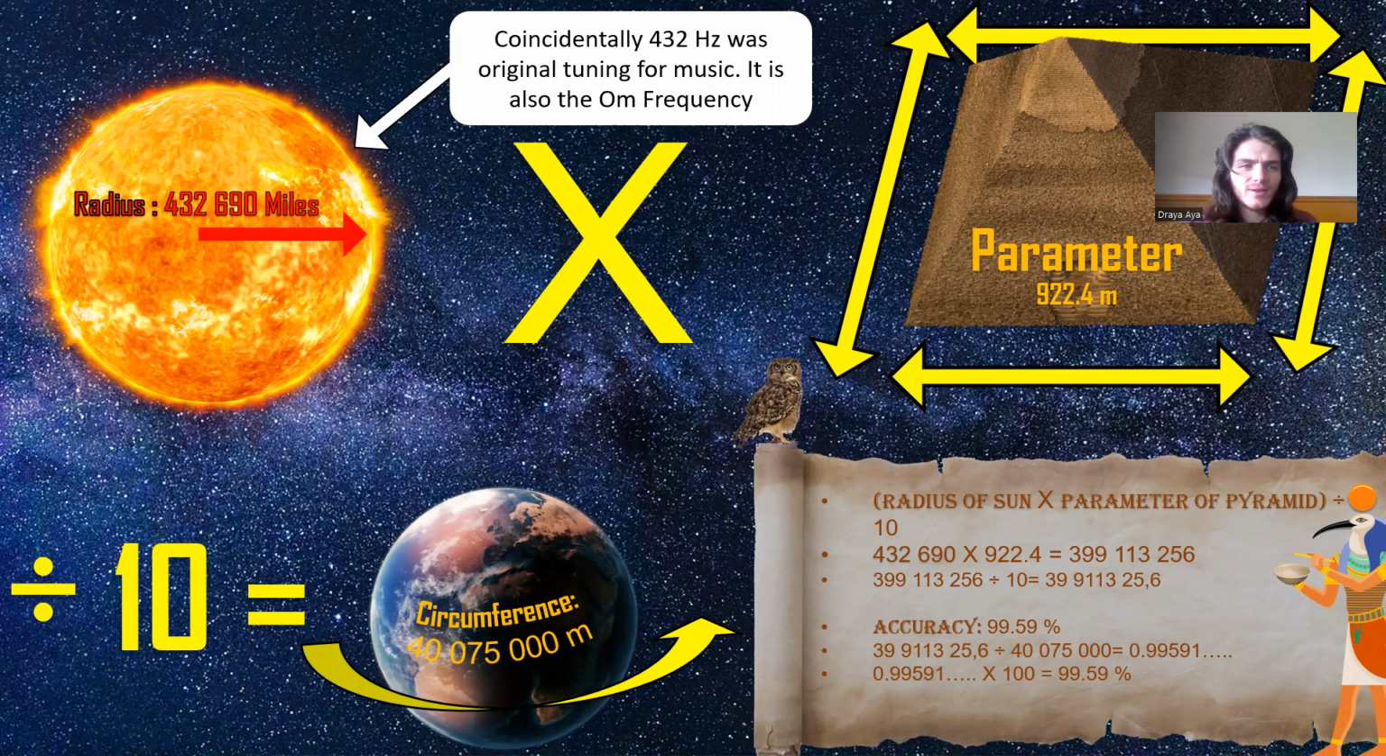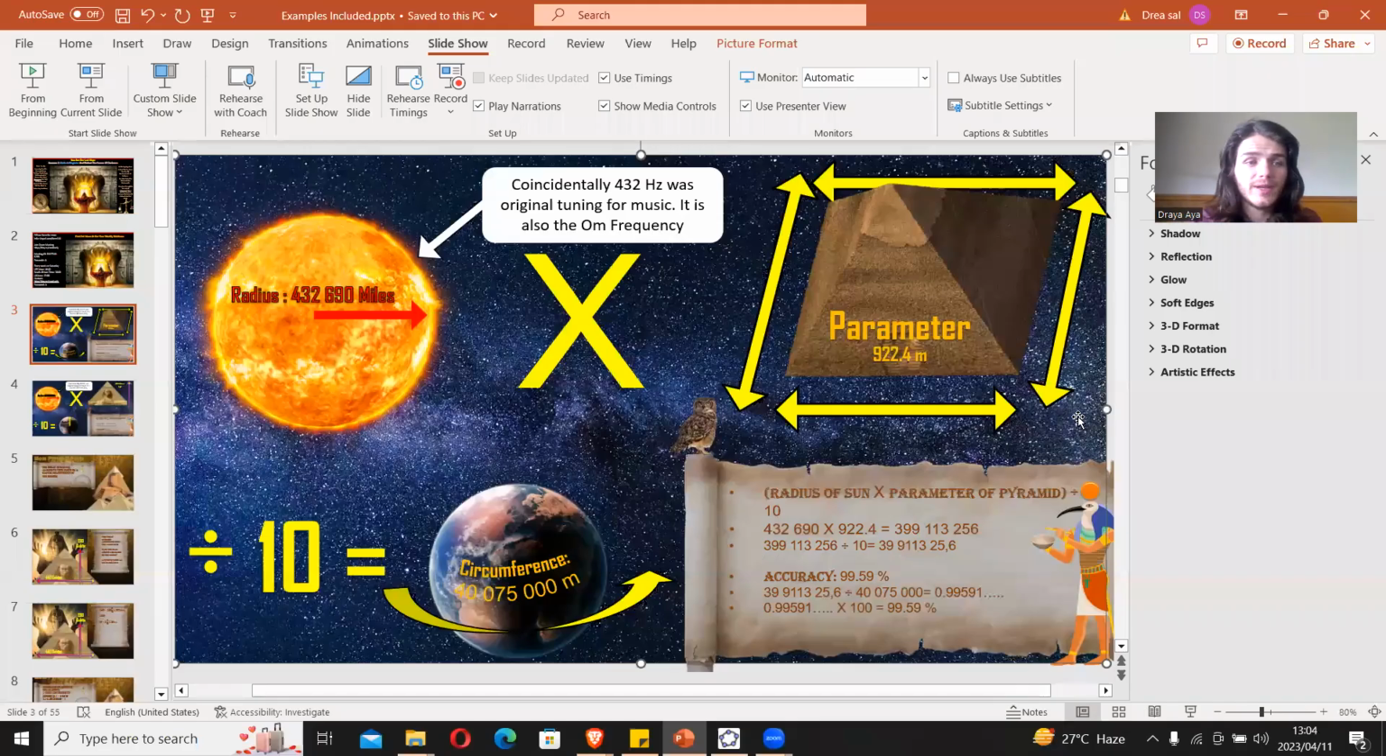And another example: let's take the radius of the sun, which just so happens to be the old tuning system for music, which is 432 hertz. And also the same frequency as Om, which is one of the most important sounds in Hinduism. It is apparently the sound that created the whole entire universe and does have its associations with the sun. I'll show you towards the end how Om connects with the sun.